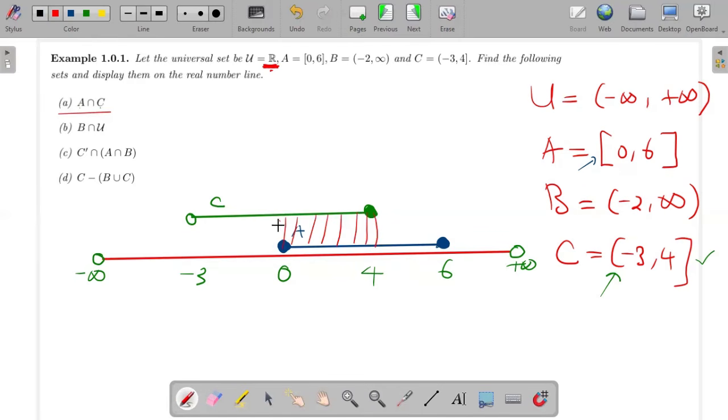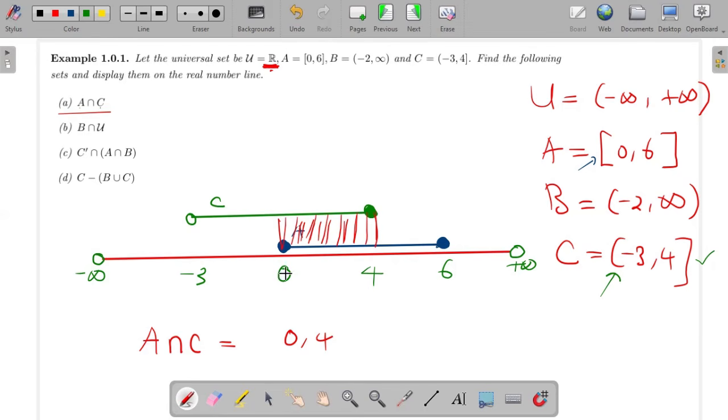Okay, so where it's starting here is starting at 0. Where it's ending here is it's ending at 4. So this is the intersection there. Okay, so meaning that my A intersection C will actually be equal to 0, 4. And then now I look for the type of bracket that I'm going to put here and there.